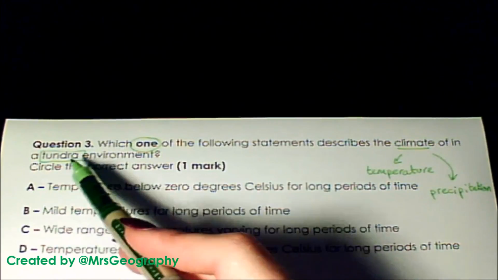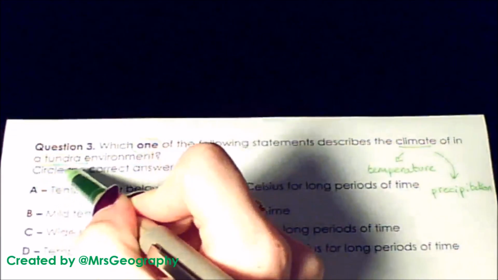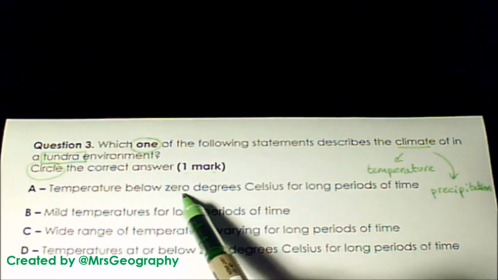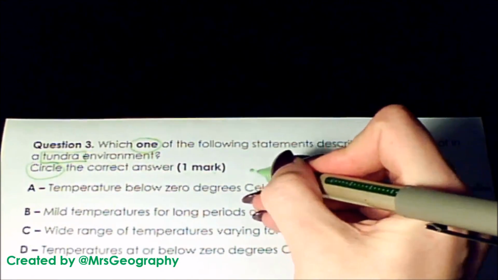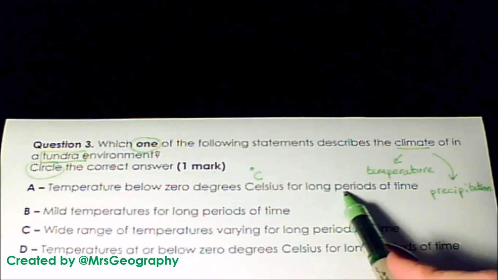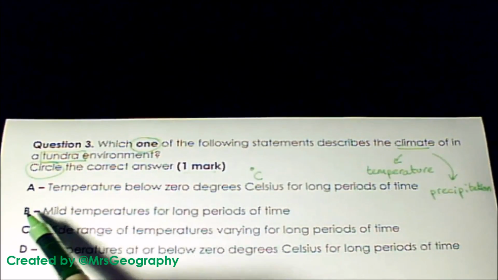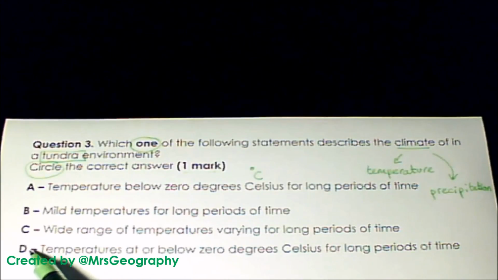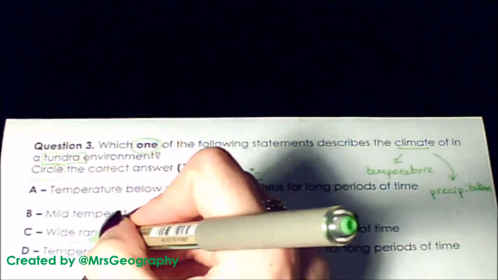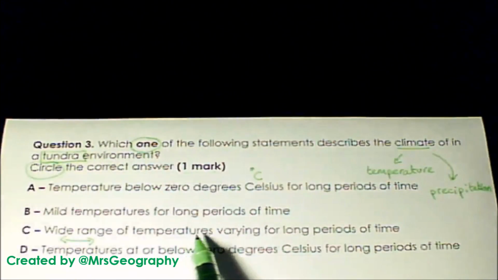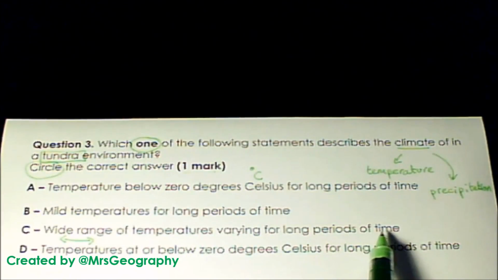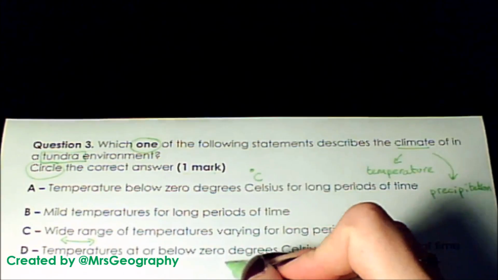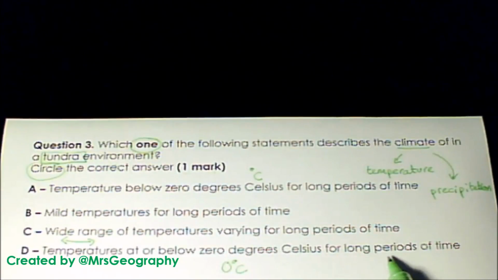So we're going to circle the correct answer. Circle it. 1 mark. So is it A? Temperature below 0 degrees Celsius, so degrees Celsius, for long periods of time. Is it B? Mild temperatures for long periods of time. Is it C? A wide range, so think wide, of temperatures varying for long periods of time. Or is it D? Temperatures at or below 0 degrees Celsius for long periods of time.